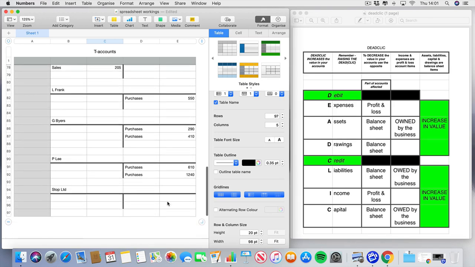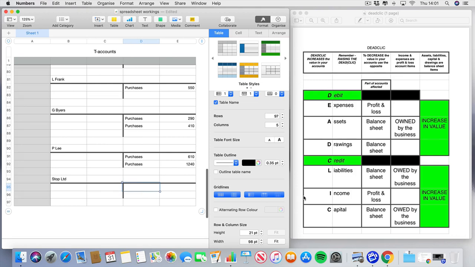So if we go down the list here, there we go. So Stop Limited, we owe money to, they're a liability. We're increasing a liability, so it's a credit. So we're going to put in here shop fixtures, and we paid £740 for them. I'm saying pounds, do forgive me if I say pounds. Currency doesn't really matter, we're just using numbers here. So shop fixtures 740, we've done that.